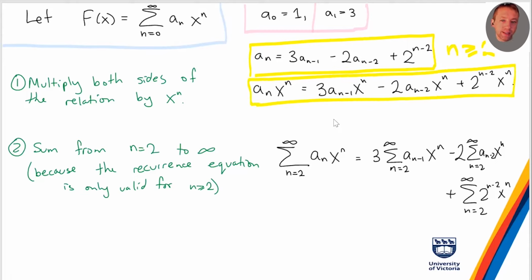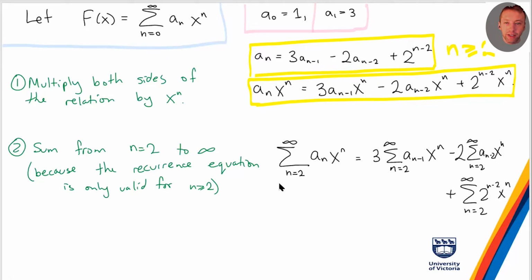So it doesn't make sense to plug in n equals 1 or n equals 0, because, for example, if I plug in n equals 0, then I get a0 x to the 0 equals 3 times a sub n minus 1, and that doesn't exist, right? So this equation only holds when n is at least 2. So I can't really plug in n equals 0 or n equals 1, but I can do everything else.